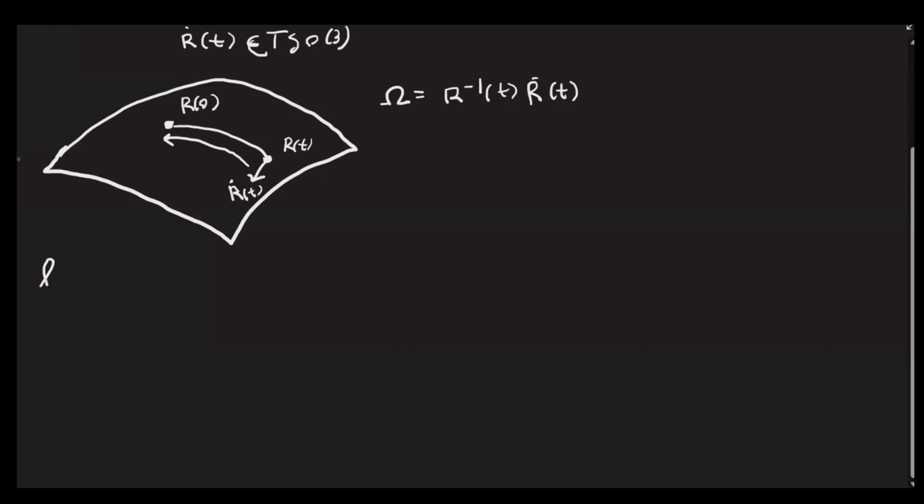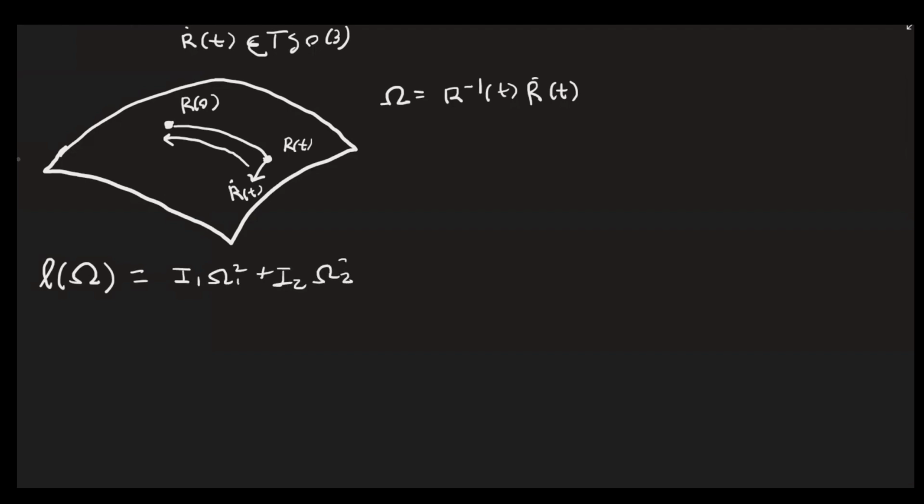So just as a reminder, the Lagrangian for the free rigid body is omega transpose, actually, let me write it like this. And so if we're in the frame given by the principal axes of inertia, I1, I2, I3 are the moments of inertia, and these are the angular velocities around each of the axes.